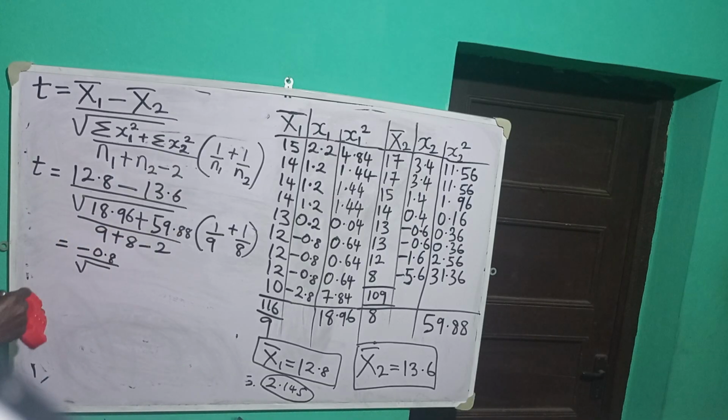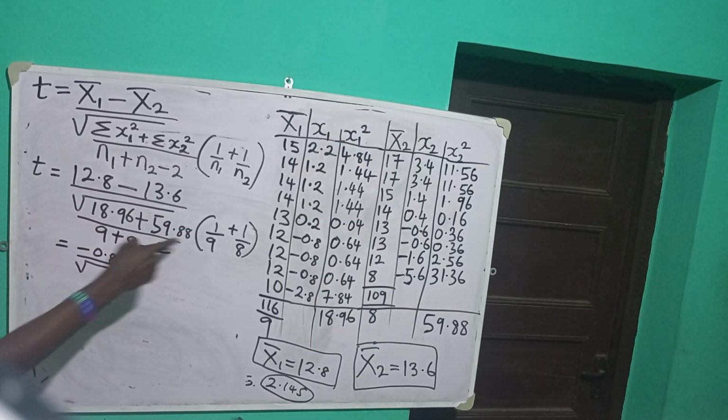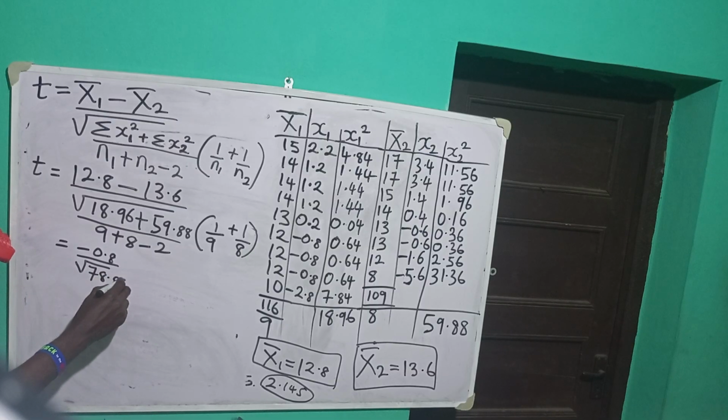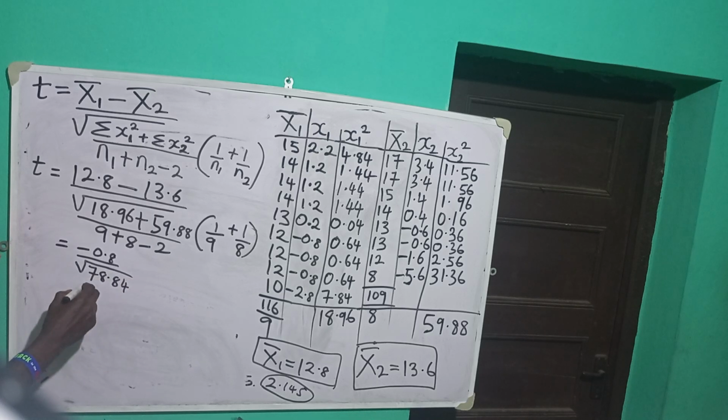18.96 plus 59.88. 18.96 plus 59.88 will give me 78.84, divided by 9 plus 8, which is 17, minus 2. 17 minus 2 is 15.